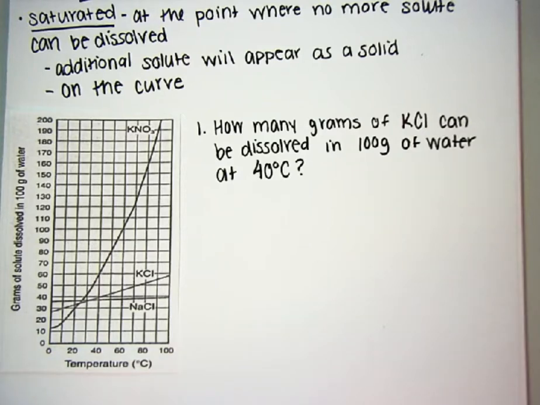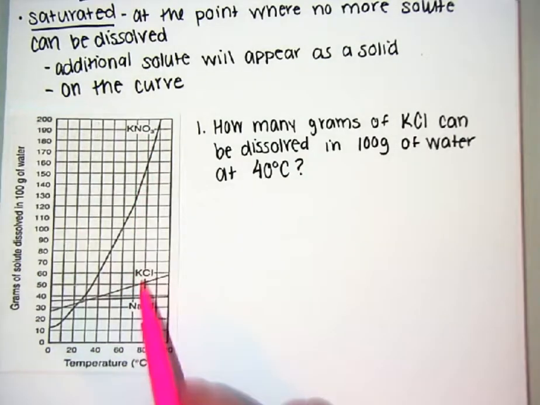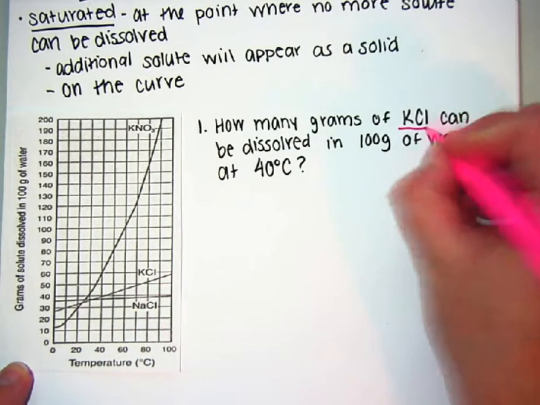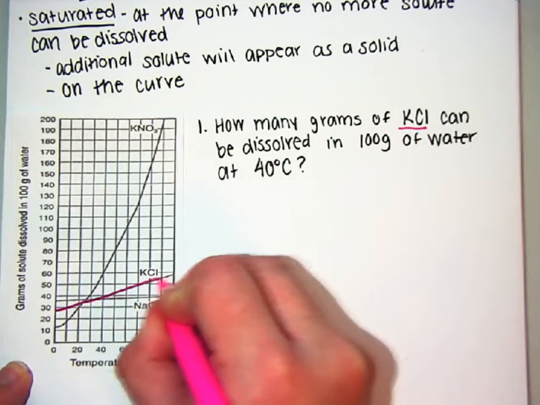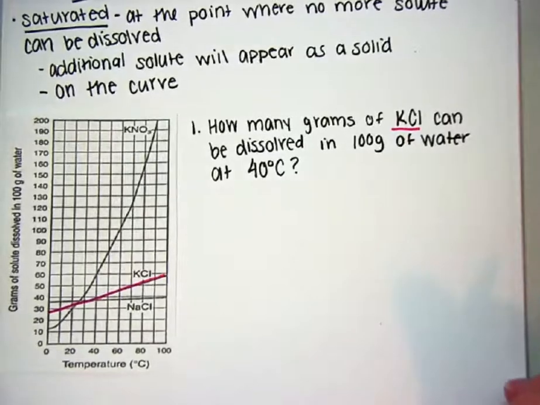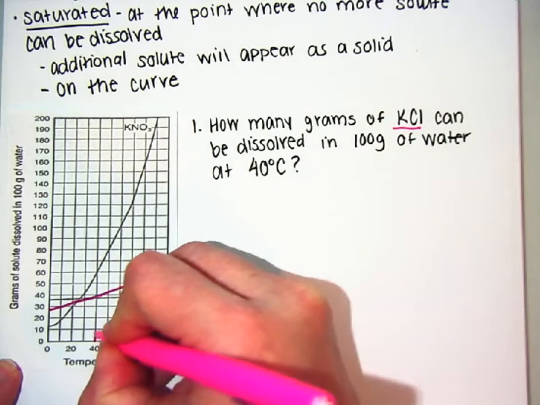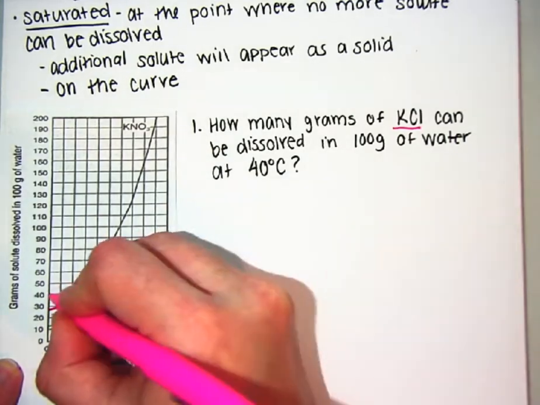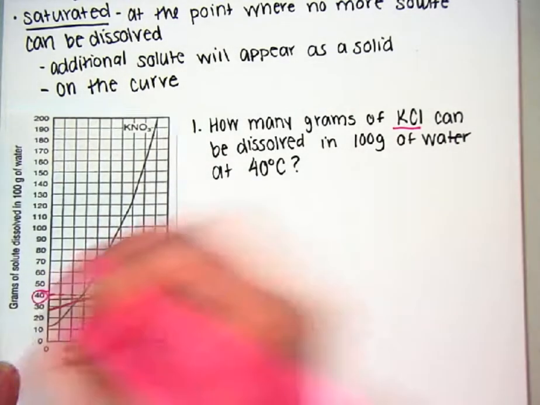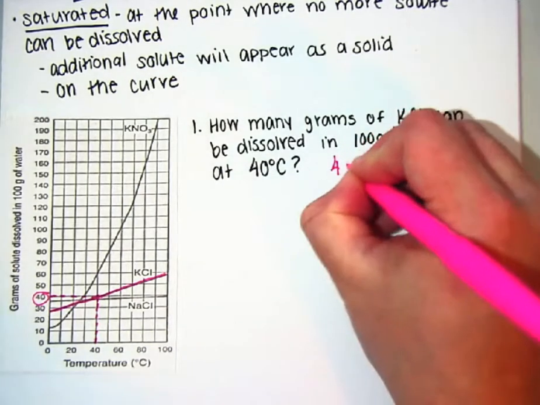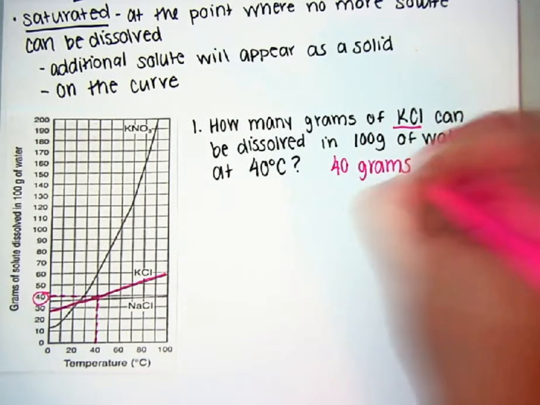That's going to tell us how many grams, the maximum number of grams that can be dissolved at a certain temperature. So what we want to do is first make sure we're looking at the right curve. Notice I have 3 different substances on my solubility graph. So I want to make sure that I'm looking at potassium chloride, which is this curve that I'm going to highlight in pink. We want to know how many grams can be dissolved at 40 degrees Celsius. So I'm going to look at 40 degrees Celsius, follow it over to the y-axis, and that will tell me how many grams can be dissolved in 100 grams of water. 40 grams.